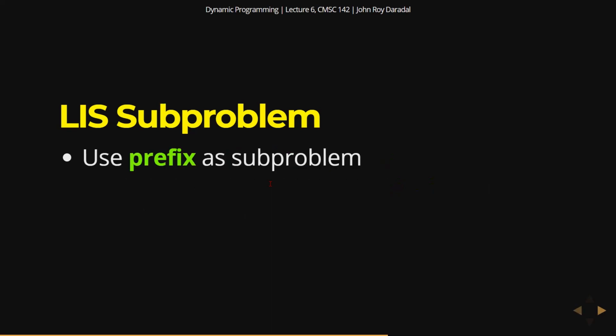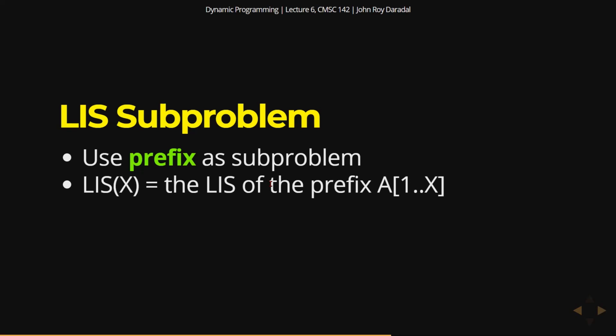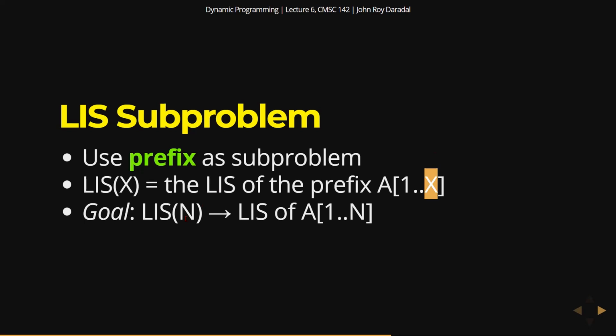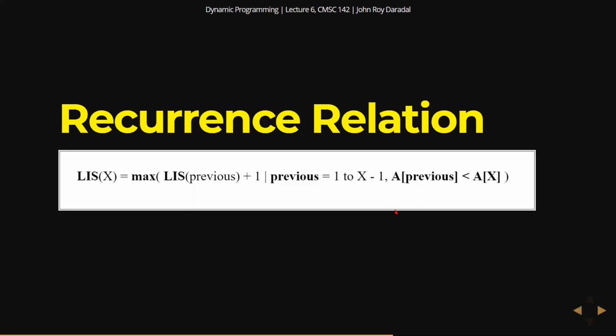So this is what I mentioned earlier. For the subproblem, we will use the prefix pattern as the subproblem. So we'll start from 1 up to some value A. Okay, so we will denote LIS of X to be the LIS of the prefix from 1 to X, because again, take note, the A has length from 1 to N. So X could take on the values from 1 to N. So the goal eventually is to get the LIS of N, which is the LIS of the full string with length N.